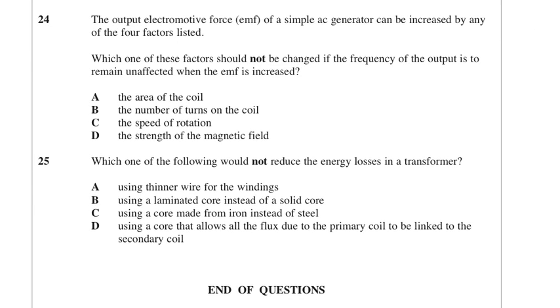Okay, output EMF of a simple AC generator can be increased by any of the four factors listed. Which one of these factors should not be changed if the frequency of the output is to remain unaffected when the EMF is increased? Okay, so we don't want to affect the frequency, so we know that omega is 2 pi f, so if we change the speed, we change the frequency, so it's going to be answer number C.